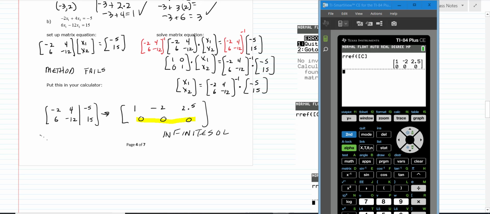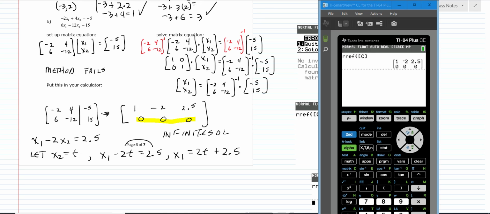Okay, this first row, what it really says is x1 minus 2x2 equals 2.5. So what you're going to do is let either variable, I'm going to let x2 be t, then what you would get is x1 minus 2t equals 2.5, solve for x1, so you get x1 equals 2t plus 2.5. So actually the solution of this system, that's what x1 is, that's what x2 is. And you could write the answer to this as a point. You could write (2t plus 2.5, t), and that's the way I'd prefer you to write that answer.